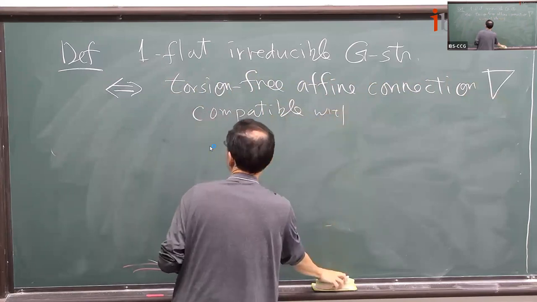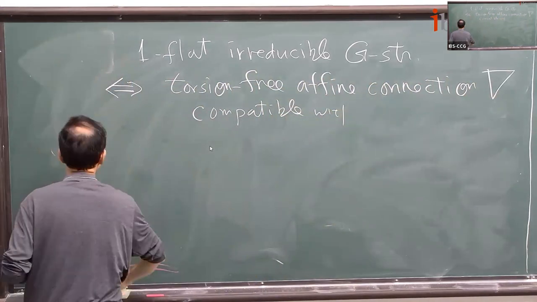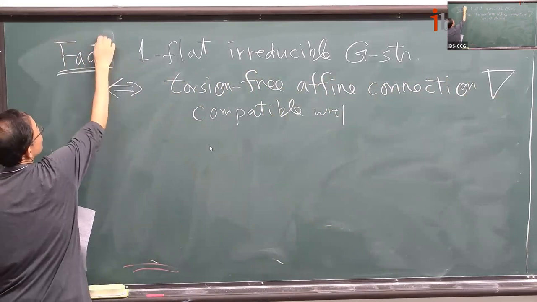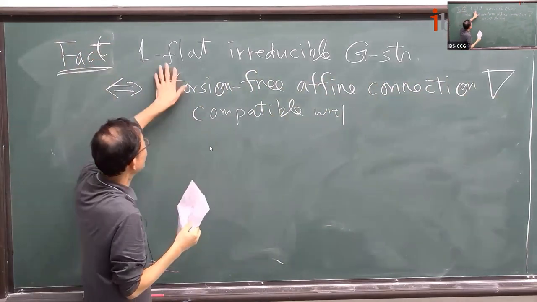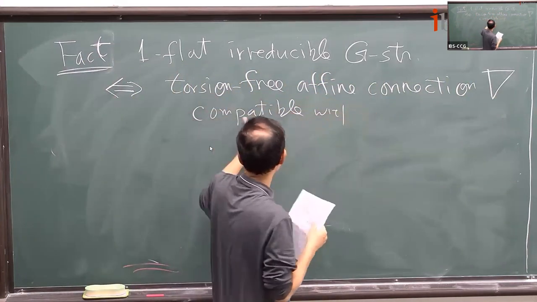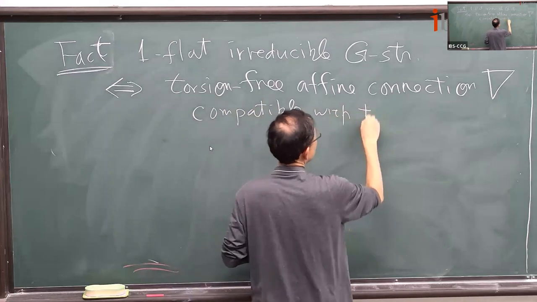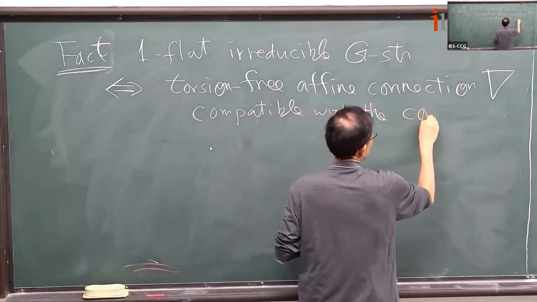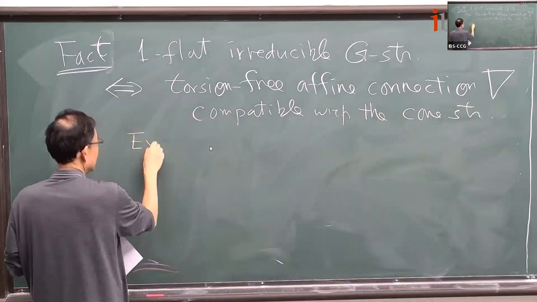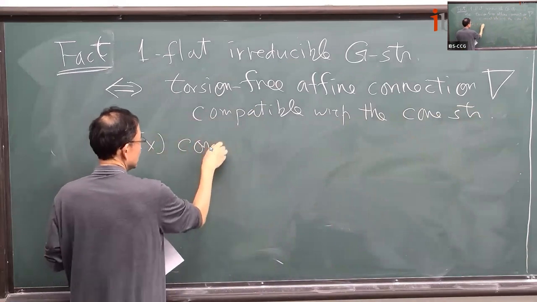This is not a definition. This is a fact from differential geometry, so I skip the proof. If you have a one-flat irreducible G-structure, then you have a torsion-free affine connection compatible with the structure. So for example, a conformal structure.